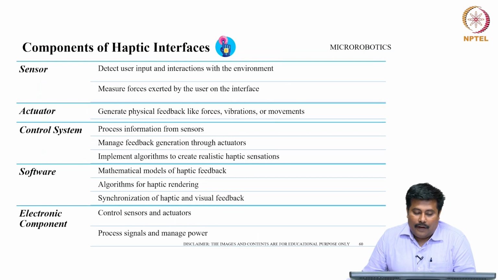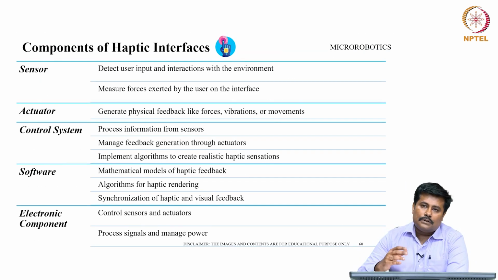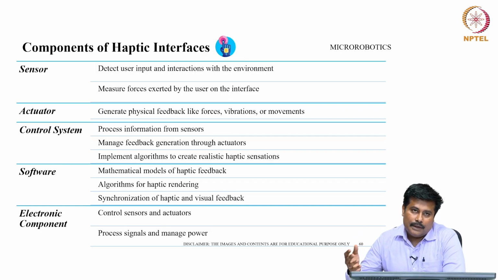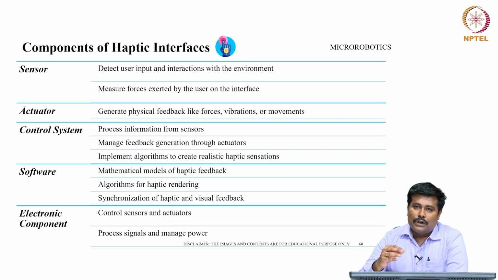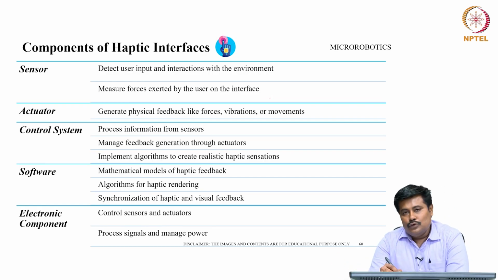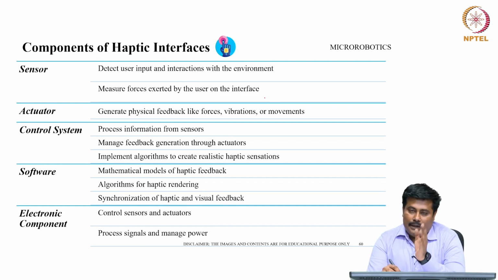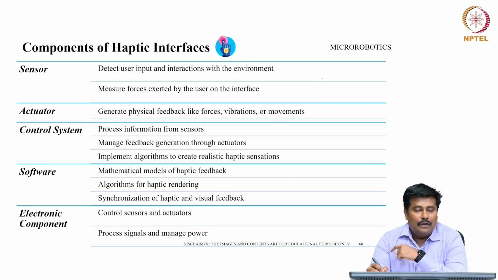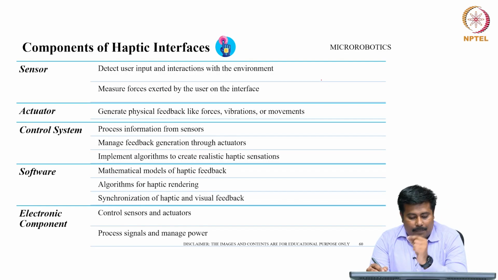Now, in order to closely understand the haptic system, we need exposure to the components of the haptic interface. Sensors for the haptic interface detect the user's input and interaction with the environment, and also measure the force exerted by the user on the interface. The actuator generates physical feedback like forces, vibrations or movements. The control system processes information from the sensors, manages feedback generation through the actuator, and implements an algorithm to create a realistic haptic sensation.